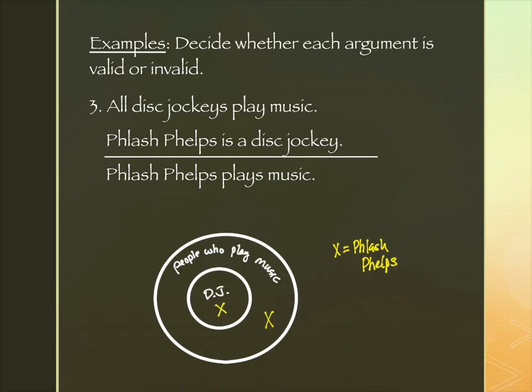This is my son out here. It's where many of you probably are too, right? You're in this outer circle. You're not a disc jockey. I can't put Flash here because it says he's a disc jockey. So Flash goes right there. All right, so this is the setup. Everything before that is the therefore line, okay? Is the conclusion forced to be true? Does Flash Phelps play music? Yes, he does, because he's in the bigger category of people who play music. So this is our first one that is valid. This is a valid argument.